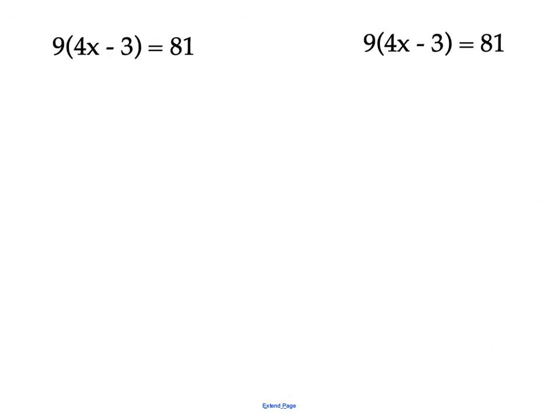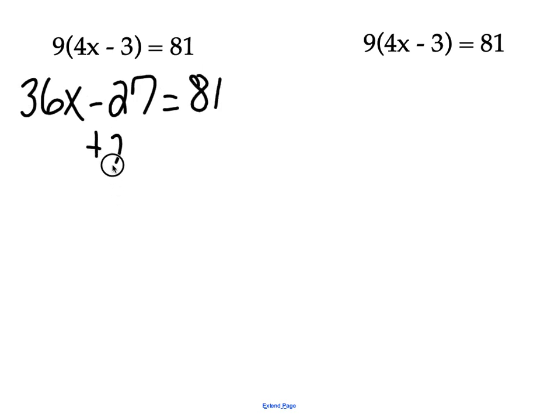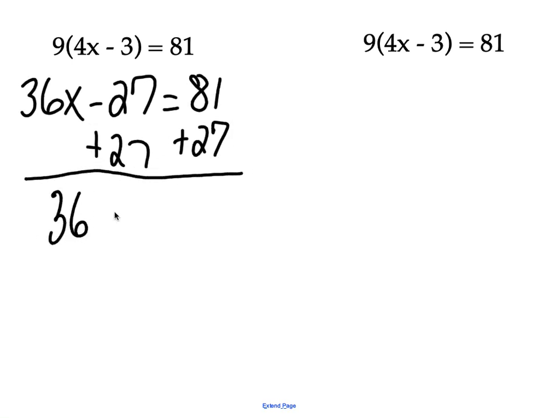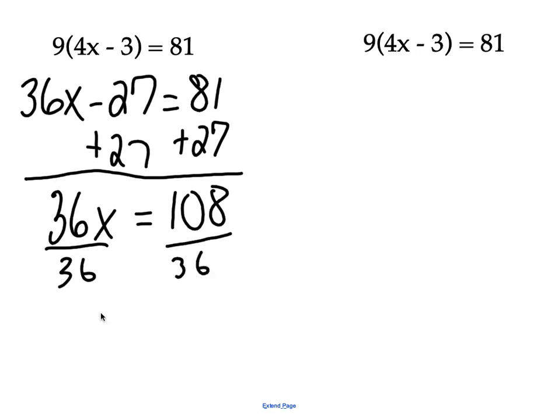In this second example, we actually have it written twice because we're going to approach this in two different ways. The easiest, more simplistic way to solve it would be to just distribute. Once the distribution is done, it looks just like the example that we already completed. We will add 27 over to the 81, and we have 36x is equal to 108. We divide by 36, and we get that x is equal to 3. That uses the order of operations in reverse.